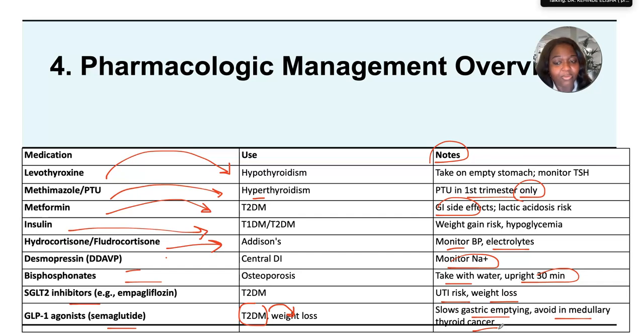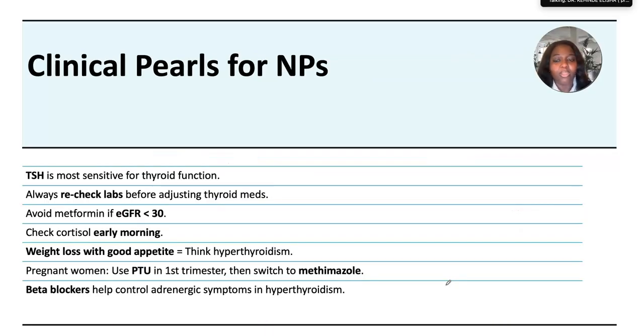See what I'm saying now? Semaglutide will slow GI emptying. If somebody has a medullary thyroid cancer, they have to avoid it. Now, a lot of people are not educated as to when to or not to take these medications. Now, clinical pearls for all NPs.